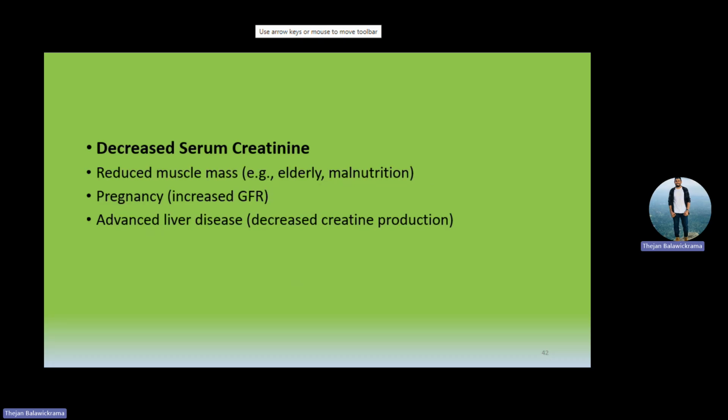Well, yeah, the extreme is the other side. What is that? Low creatinine level. High creatinine level is possible, plus low creatinine level is possible. When the creatinine level is low, right? These are the situations. Under these situations: reduced muscle mass, elderly situation and malnutrition, and pregnancy, right? Advanced liver disease, where creatinine production is going to be less. So these are the situations where we have a low level of creatinine. Right?